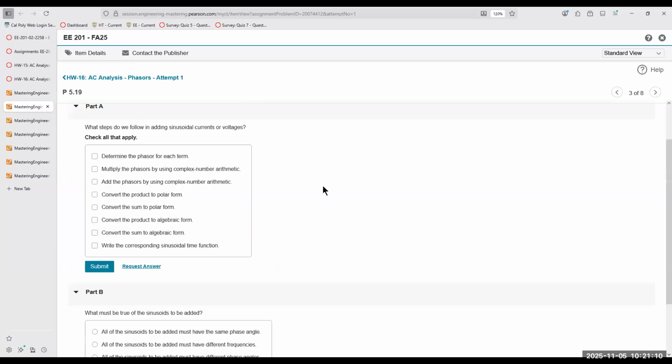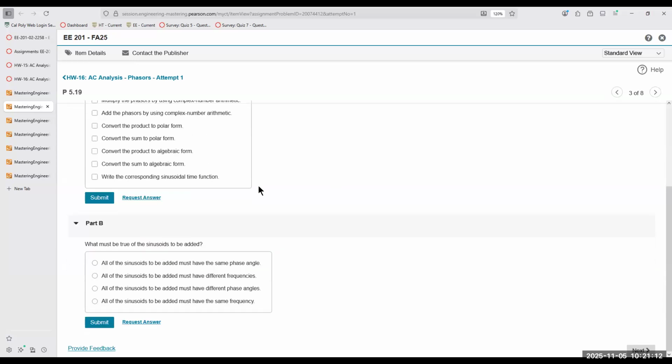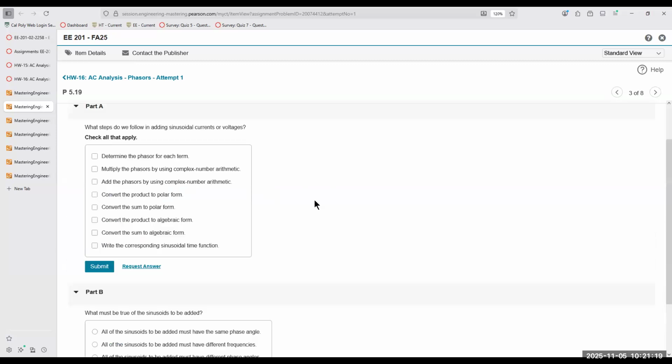The first one. Okay. All right. I'll go to part A, but does everybody understand part B? Okay. All right. In part A, what steps do we follow in adding sinusoidal currents or voltages? So everybody take a look at the steps. What did we say? We first need to convert it into vector form, meaning we write the phasor, right? So let's look at the first item. Determine the phasor for each term. Yes or no? Yes.